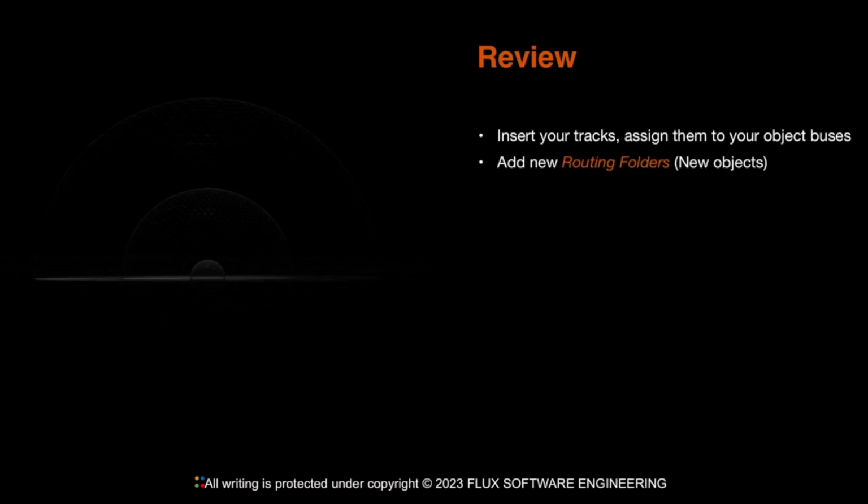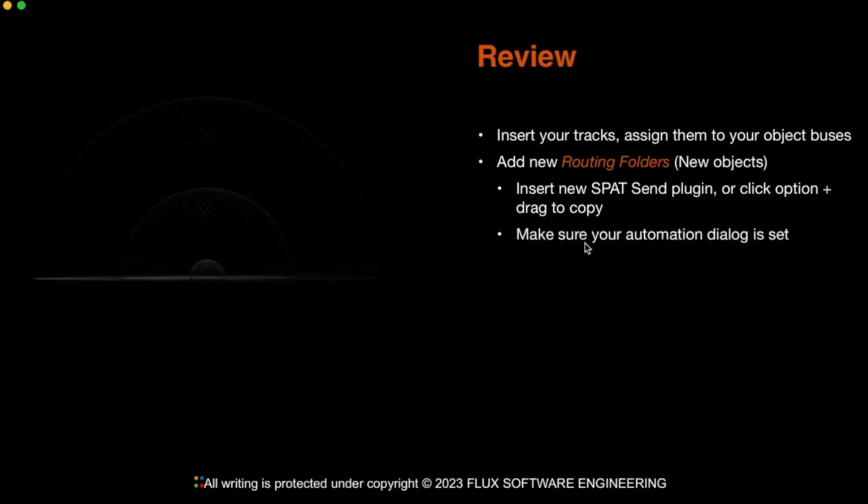And this next thing that you actually do is you can add new routing folders as new objects, like I just did, right? Added 4 new objects, we're ready to roll, and we instantiate the SPAT spanning the sync, and we are done. Right, so you've seen this, the option drag copy, option and dragging to copy the plugin was very fast for us. Now make sure your automation dialog is set.